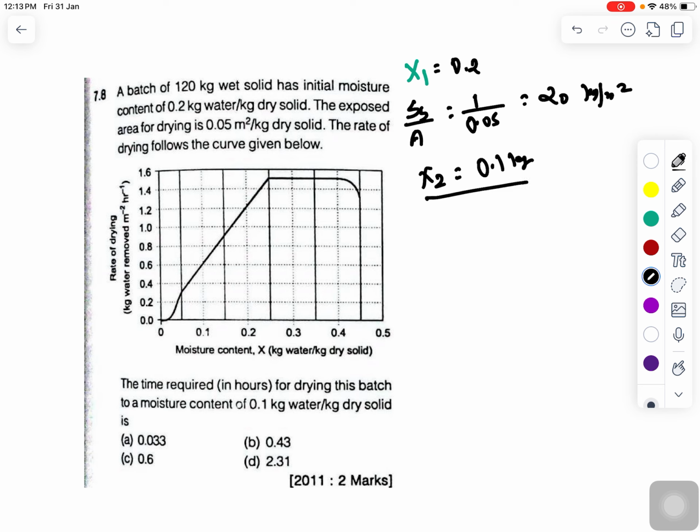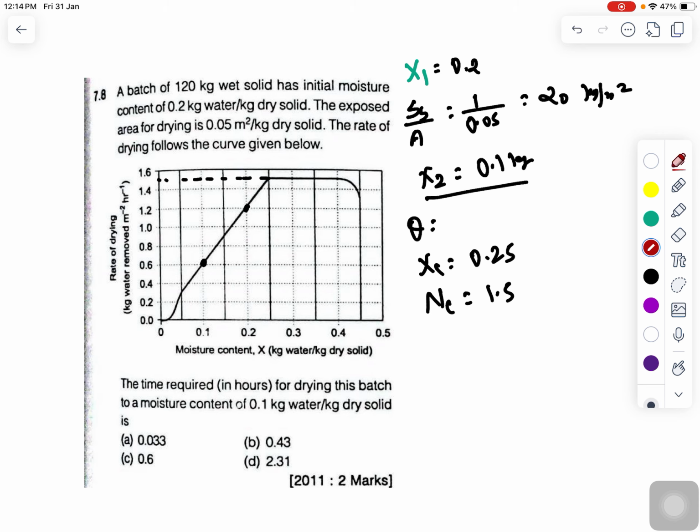So you are supposed to calculate the time theta required to reduce the moisture content from 0.2 to 0.1 kg of water per kg of dry solid, and all of these things are given to you. From here you can see that the critical moisture content is given as 0.25 from the curve, and the constant drying rate in the constant rate period is approximately 1.5 from the curve. You are supposed to reduce the moisture content from 0.2 to 0.1, something up to here.